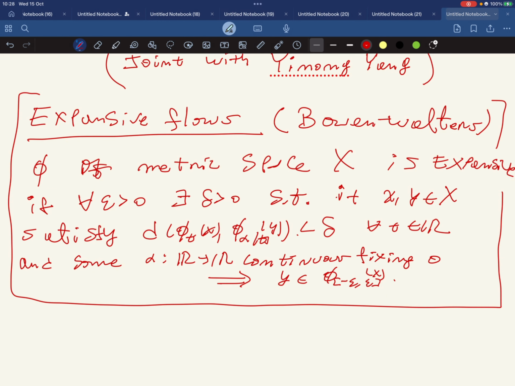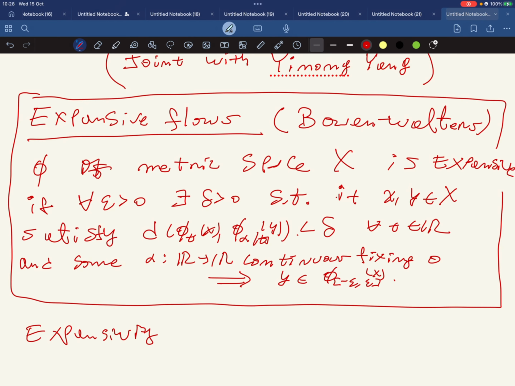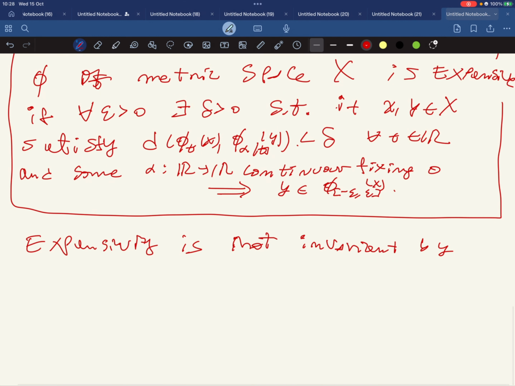Those authors proved many properties in compact metric spaces which I am not going to relate here. I will not tell you what the properties are, but you can find them in the Bowen-Walters paper. What I want to report here is the following: expansivity is not invariant by topological conjugation. Okay, what does this mean?